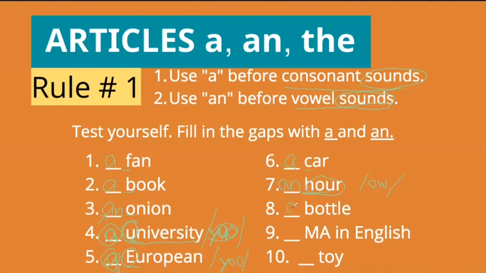Okay, next one is a bottle. So here we have an MA. Okay, so again, that's another question. Why is M a vowel sound? So if you read the letter M, it goes like this: em. So M starts with the vowel sound. So you will put an. That means an MA in English. Right? It's not a MA, but it should be an MA in English.